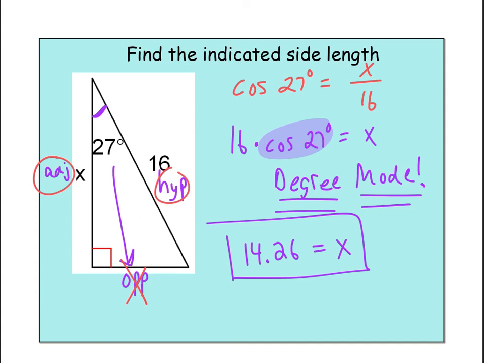And always make sure your answer seems reasonable. The hypotenuse was 16, so does 14.26 seem about right? You know, it seems like it's in the ballpark.